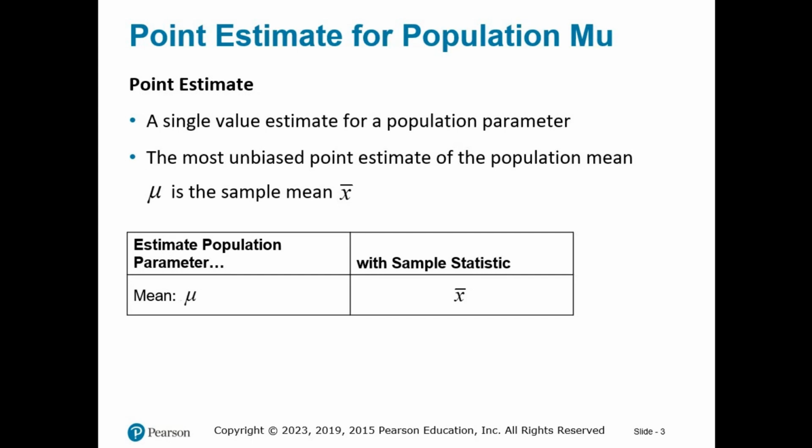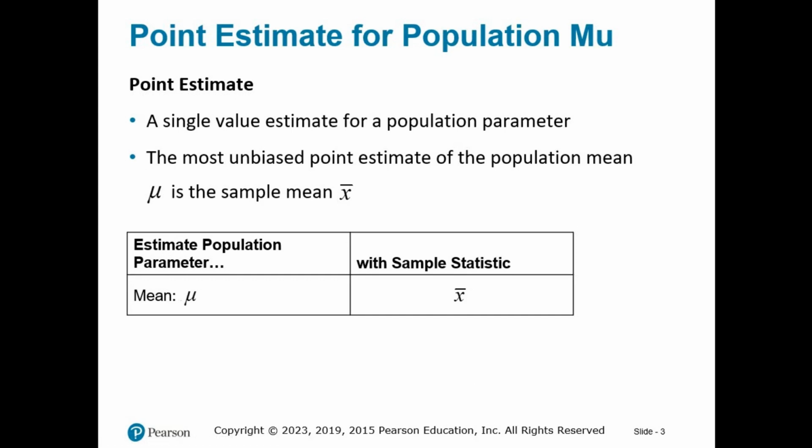Now, we might take a moment here to recall that the average of all possible sample means of the same size, we called that mu sub x bar, meaning the mean of a sampling distribution of sample means. Remember that that is equal to the population mean mu. So what we say is that x bar is an unbiased estimator of mu.